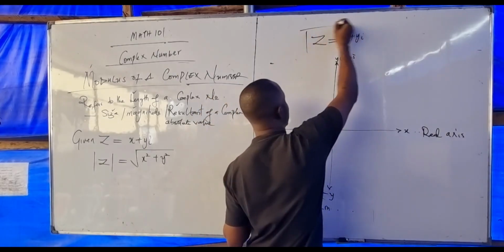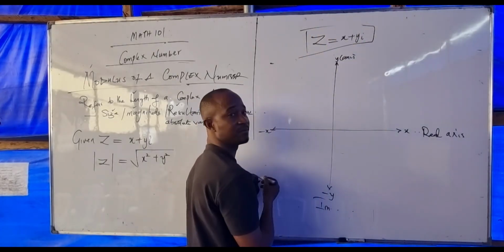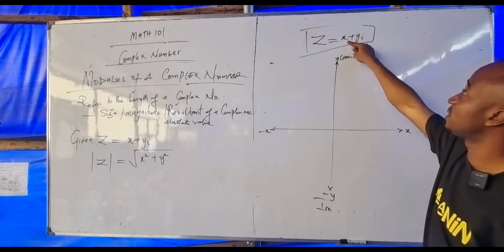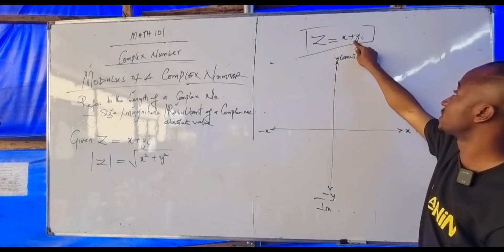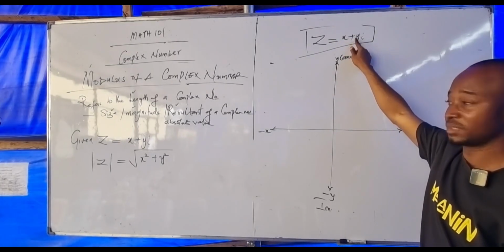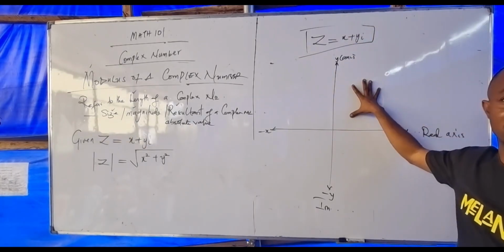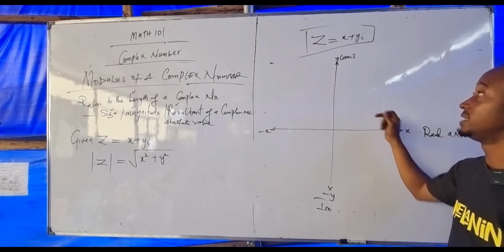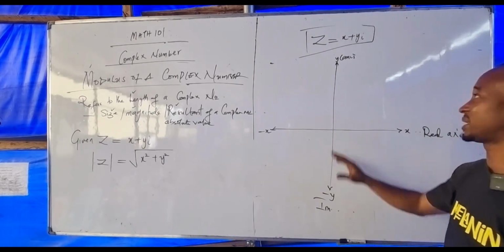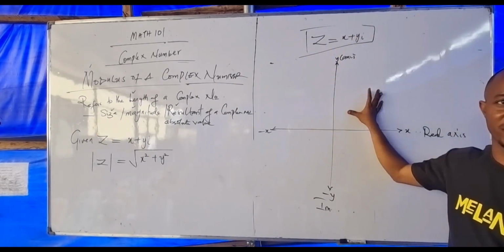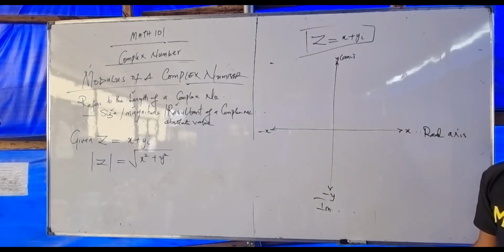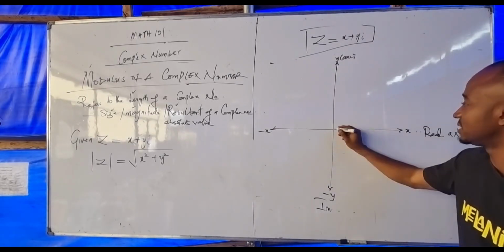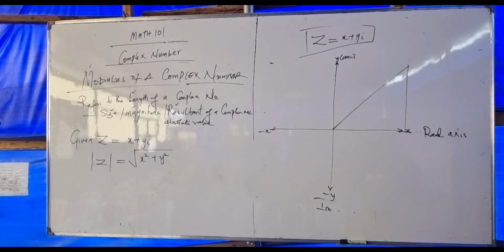So if my z is equal to x plus yi, in this expression, you notice that the value of x is positive and y is positive. That means the value of this z falls in the first quadrant. The value of z can fall here, here, or here, but I'm looking at a case where z falls in the first quadrant, where we have positive x and positive y. That means my z is somewhere here of this form.